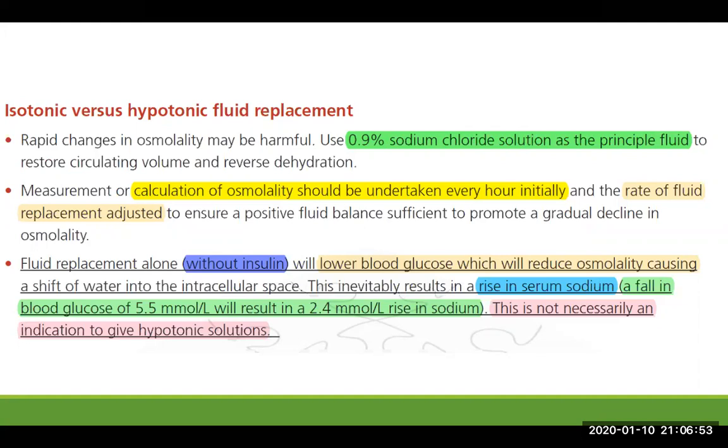As we know, if the serum glucose is elevated, the serum sodium will be decreased, which we know as pseudohyponatremia. So serum sodium must be corrected according to the serum glucose if elevated.